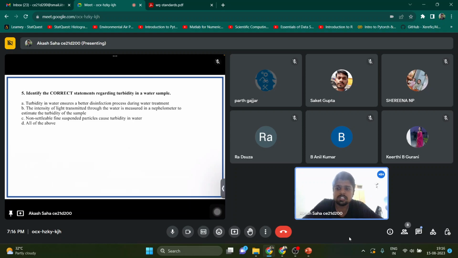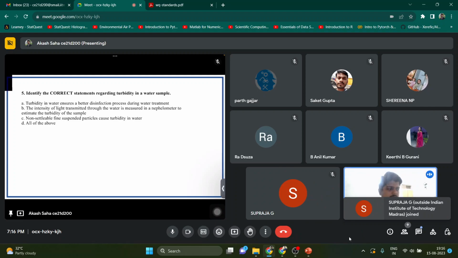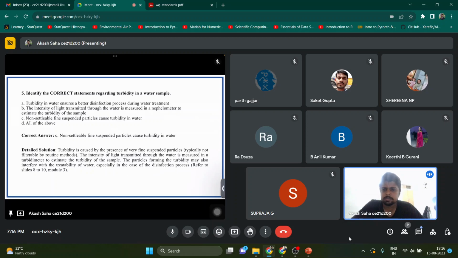Okay, so the next statement is that the intensity of light transmitted through the water is measured by a nephelometer. So what would be the correct answer for this if it's not true? In a nephelometer there is a 90-degree reflection. Yes, in a nephelometer we use the 90-degree reflected particles. Okay, so both A and B are incorrect. C is correct. We'll see the answer. Yes, C is the correct answer. The detailed solution also speaks about the same thing I have said. So C is the only correct statement.